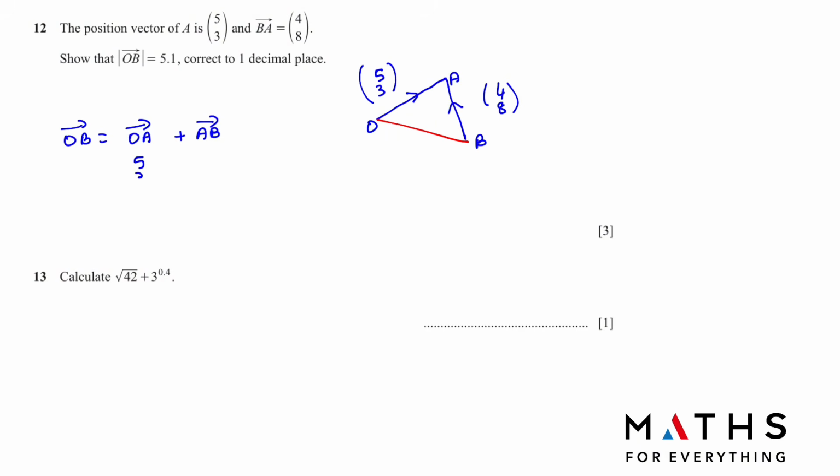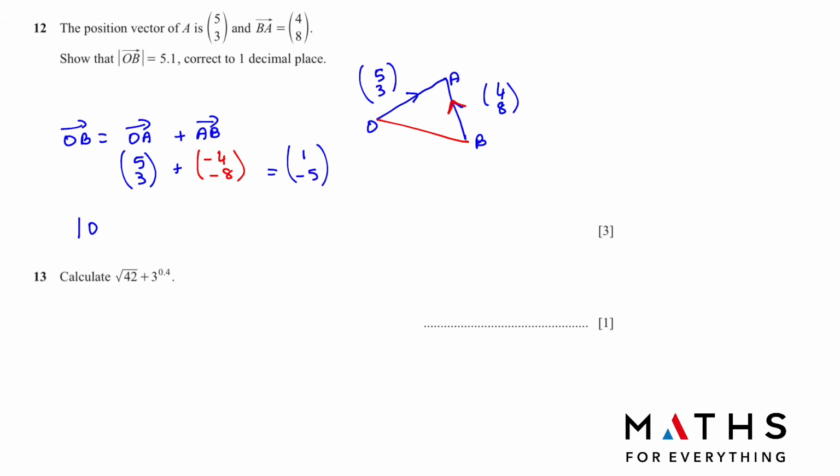OA is (5, 3). Here we have the arrow going in the opposite direction. It's not AB, it is BA. So the signs will change, -4 and -8. This will give us (1, -5).